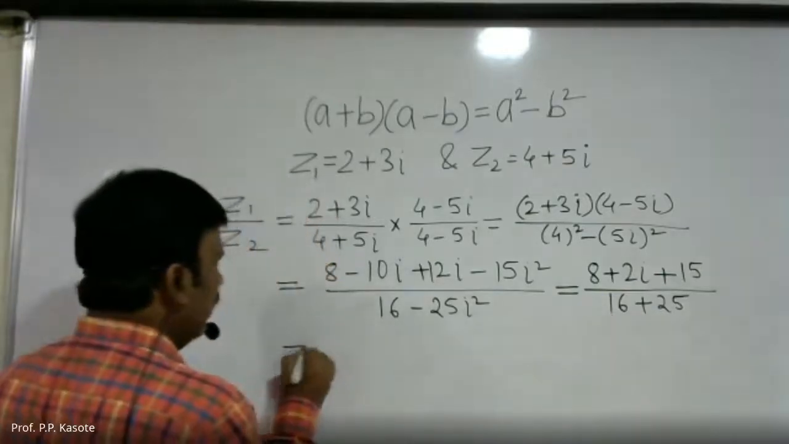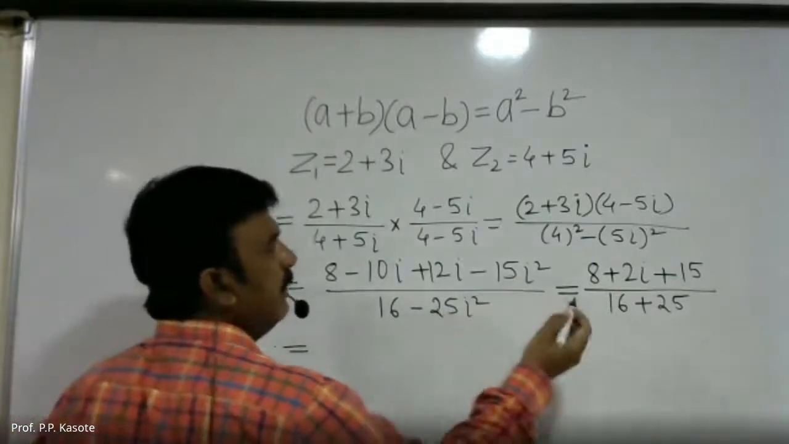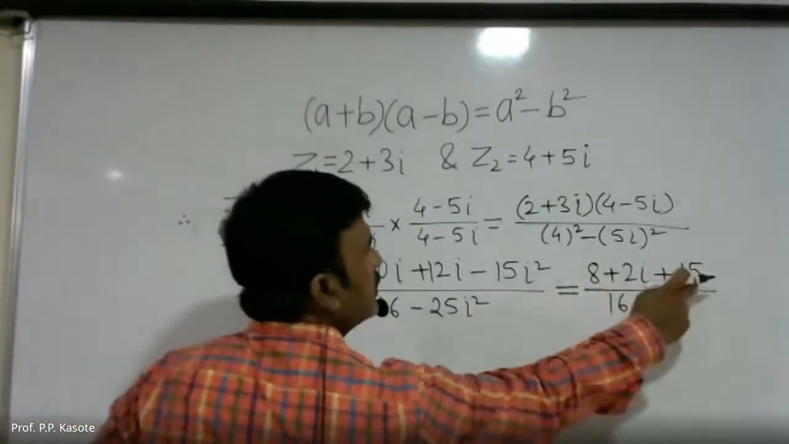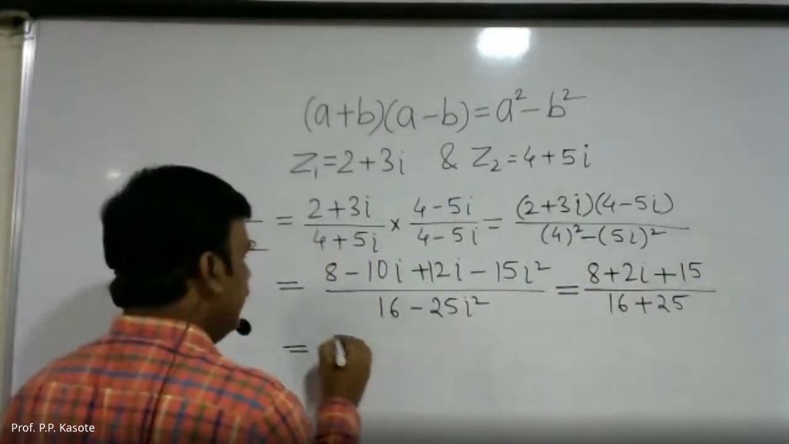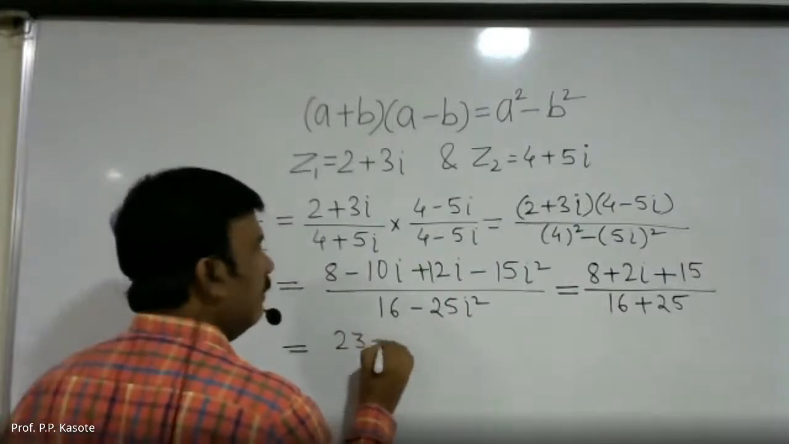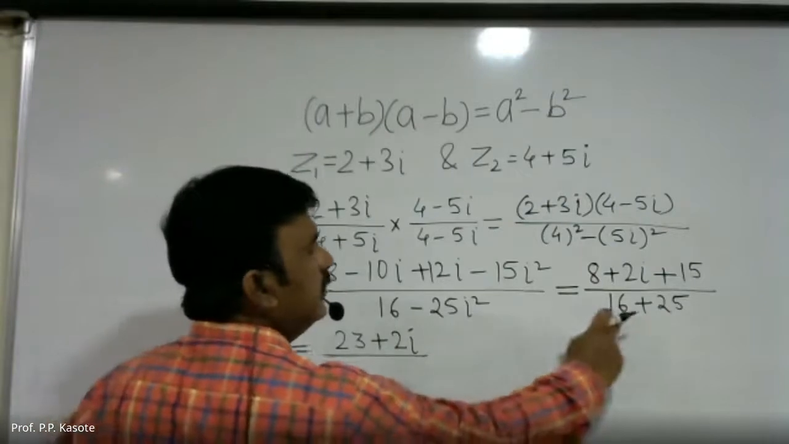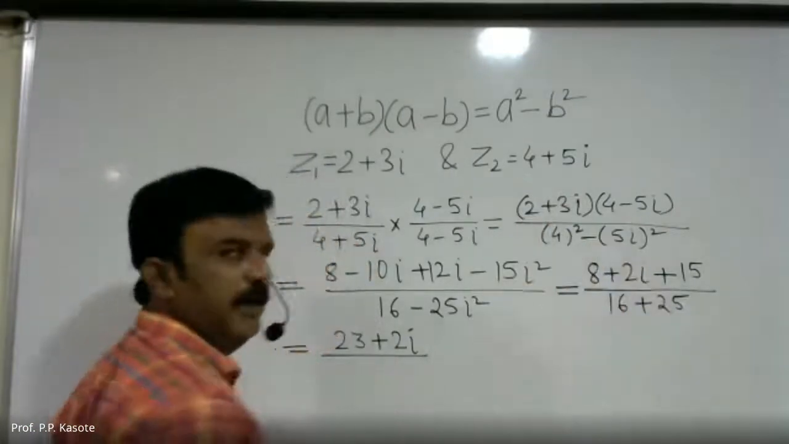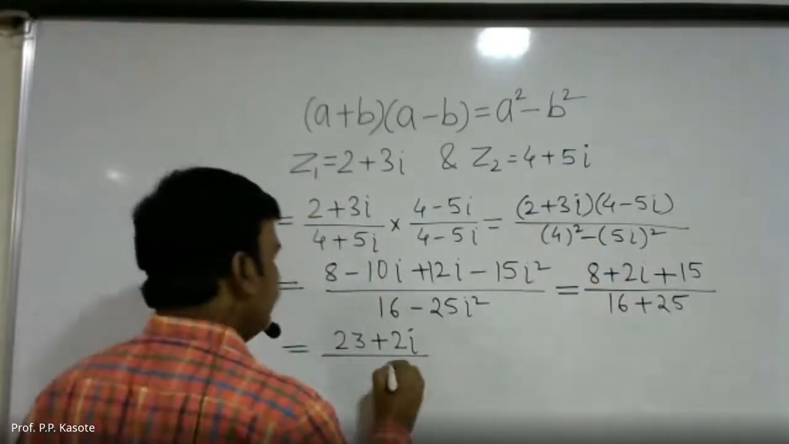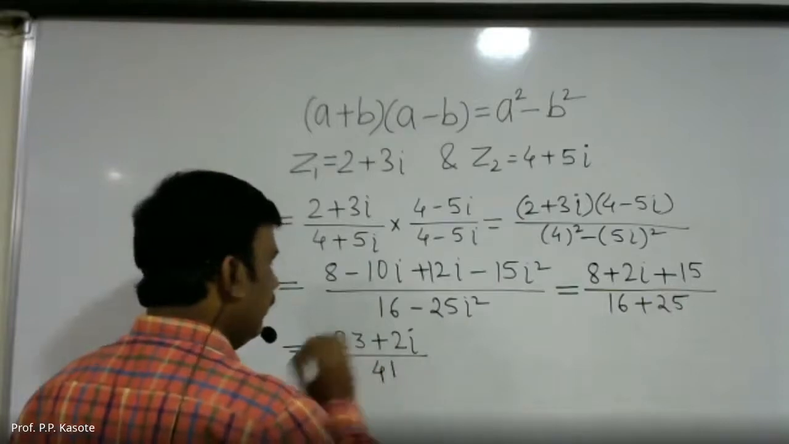Now let's see what happens after simplification. So 8 plus 15 कितना आएगा? It is 23 plus 2i divided by 16 plus 25 कितना आएगा? It is 41.